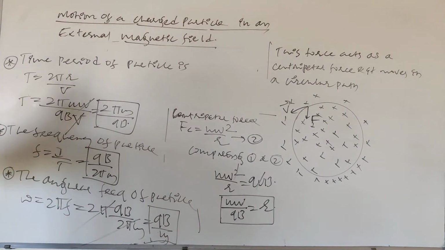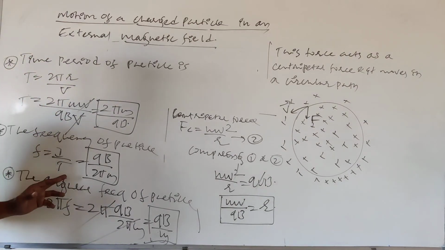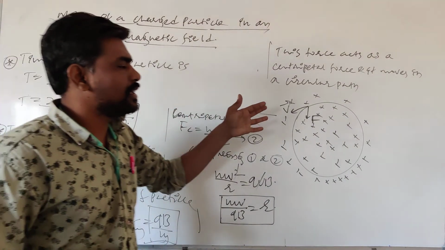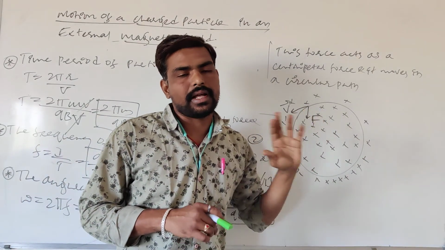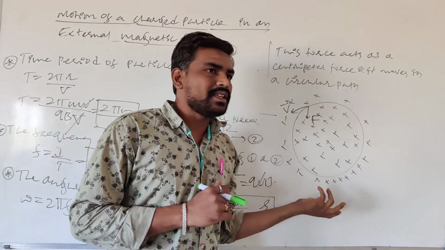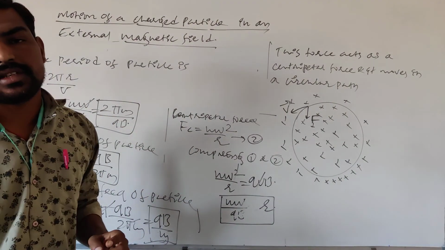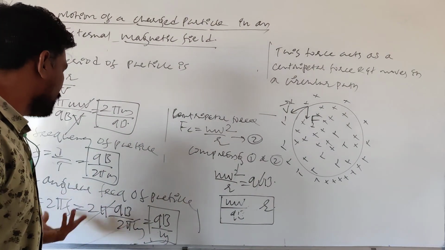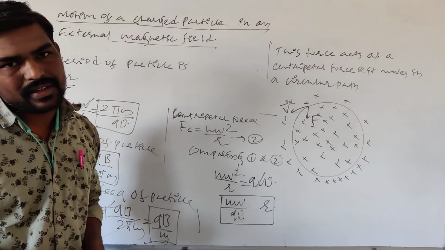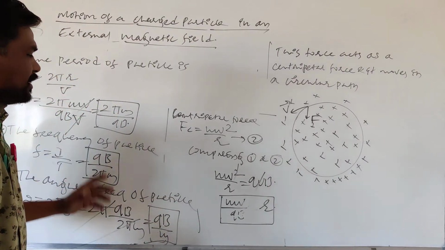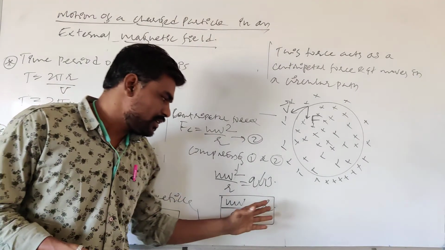Why? Because here the path is a circular path. If the path is circular, we have to find out the time period, the frequency, and the angular frequency. So that's why we discussed these three.